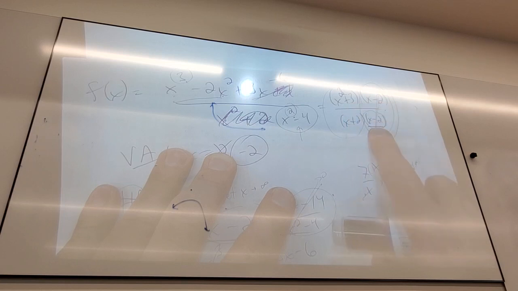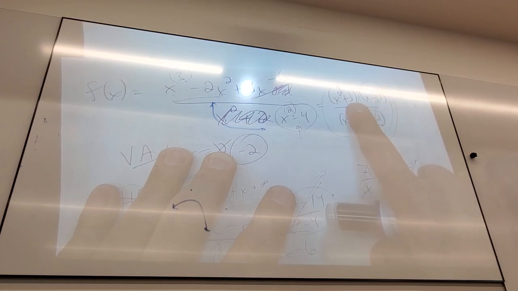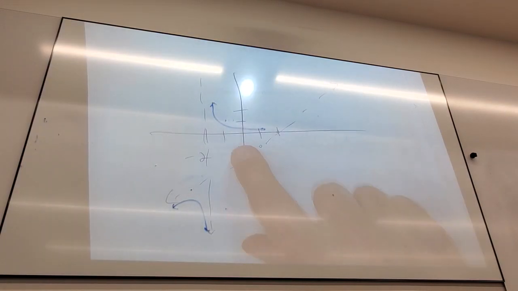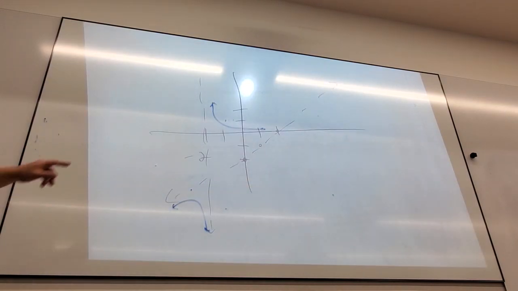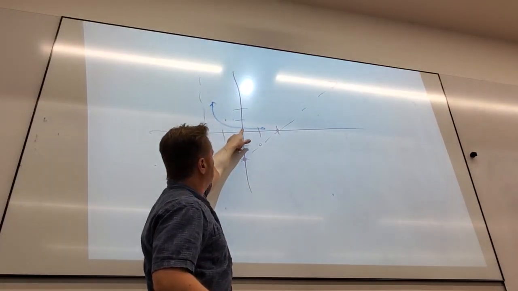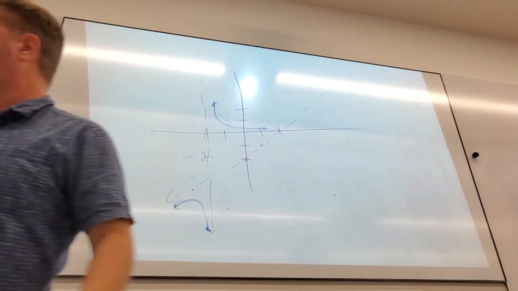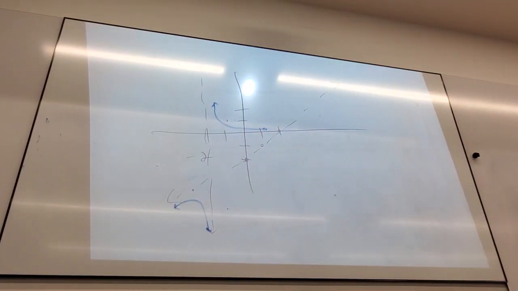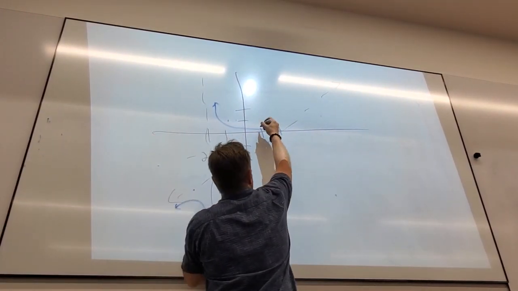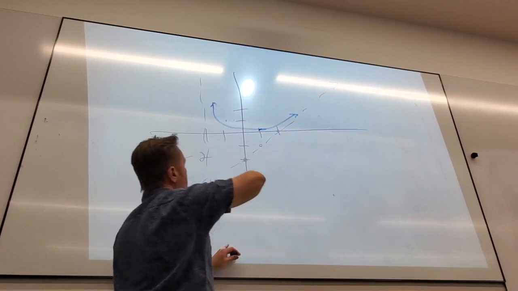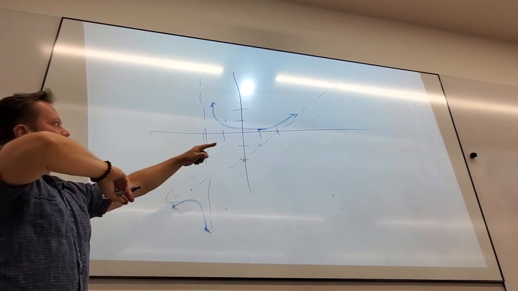Yeah, if I let x equal 0 and these cancel out, I would get 3 halves. Is that cool? So it looks like my y-intercept is going to be positive 3 halves. So I'll bet you anything this sucker looks like this, and it's going to do this. Yeah. So there's no x-intercepts.